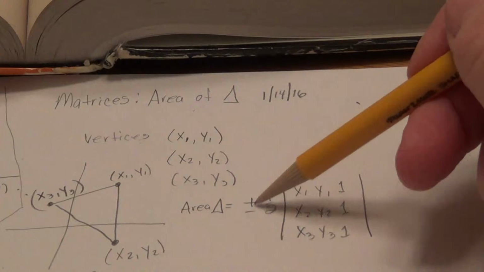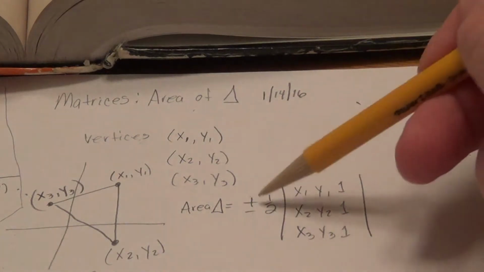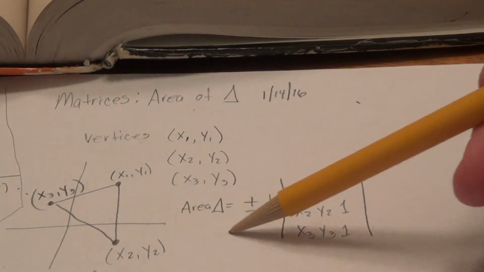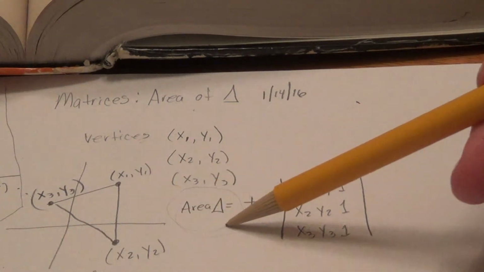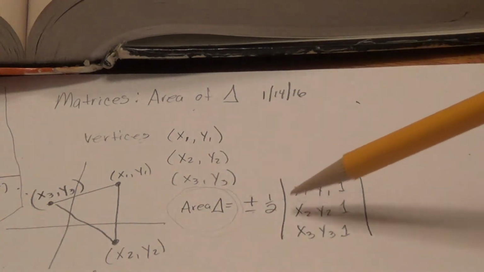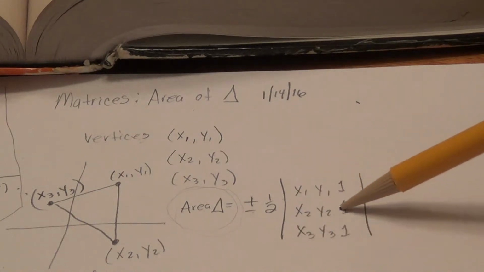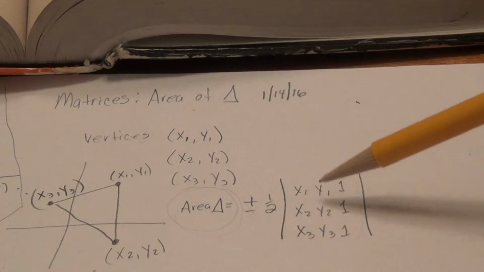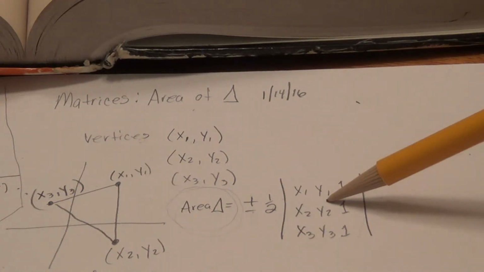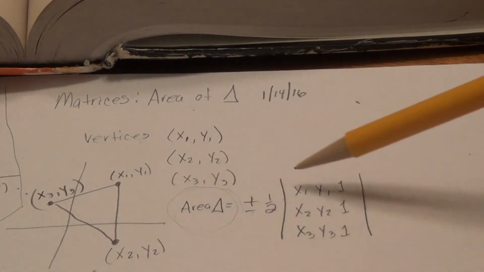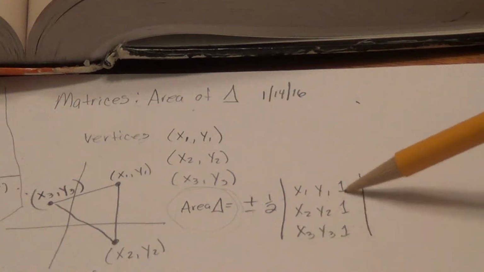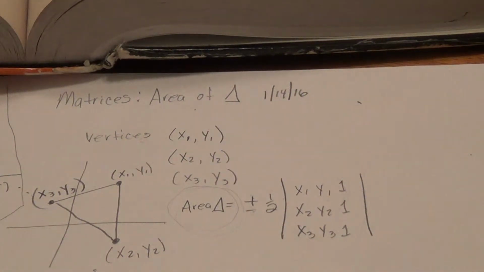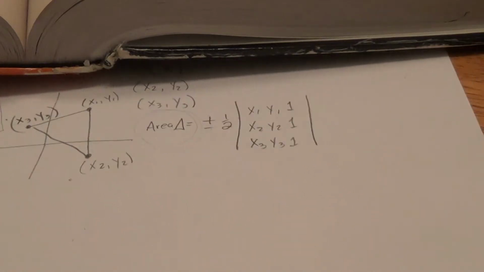What's this plus or minus business here? Is it plus or is it minus? Well, it turns out area, as you might foresee, has to be positive. So if the determinant comes out to be negative, then we're going to use the negative 1/2 so that we get a negative times a negative, which will correspond to a positive area. If this comes out to be positive, then we will use the positive 1/2. So let's just try one.